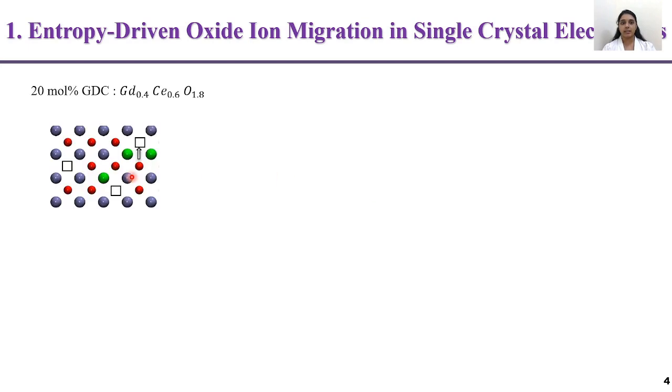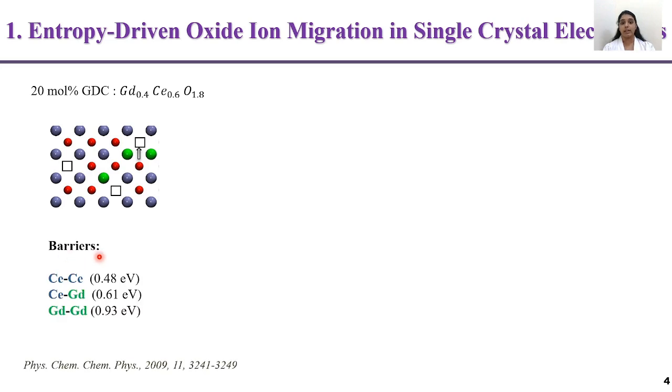To start, I focused on understanding oxide ion migration in single crystal GDC electrolyte. In these electrolytes, the oxide ion moves through vacancies and interacts with surrounding Ce and Gd ions. The conductivity is often explained in terms of energetics. Since Gd ions are larger than Ce ions, the movement of the oxygen ion is slower when Gd ions are nearby, which requires higher activation energy. However, literature often overlooks entropic factors.